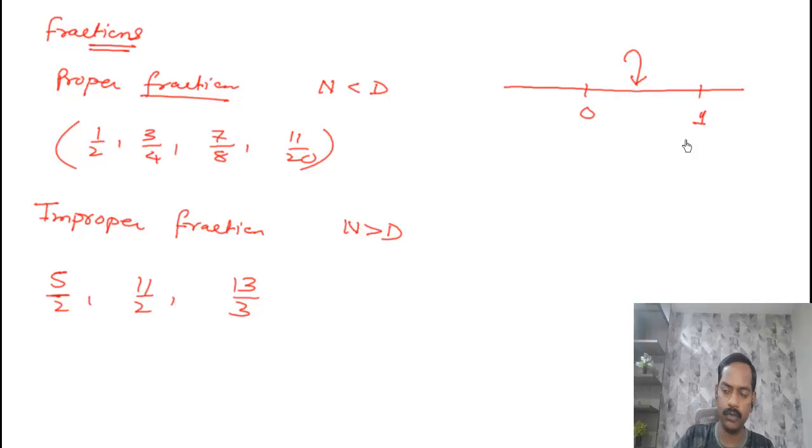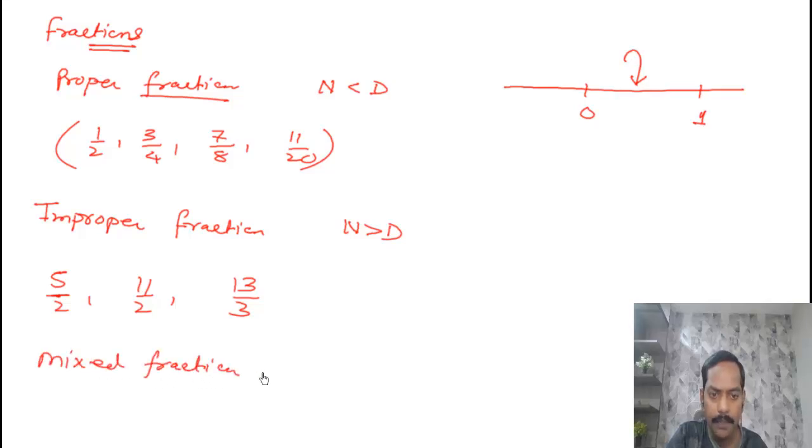If you take the help of a calculator and divide 5 by 2, 11 by 2, 13 by 3, you'll always get a number which is greater than 1. So they will not be lying between 0 and 1. This is an improper fraction. Now there is a third kind of fraction which we call mixed fraction.